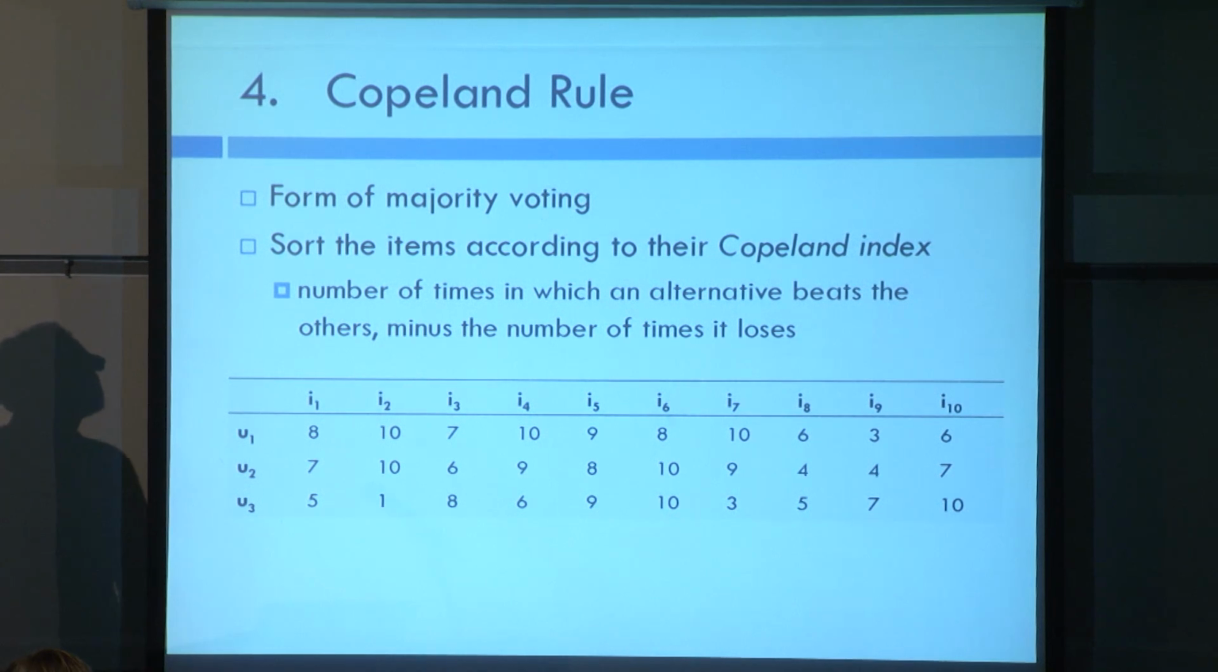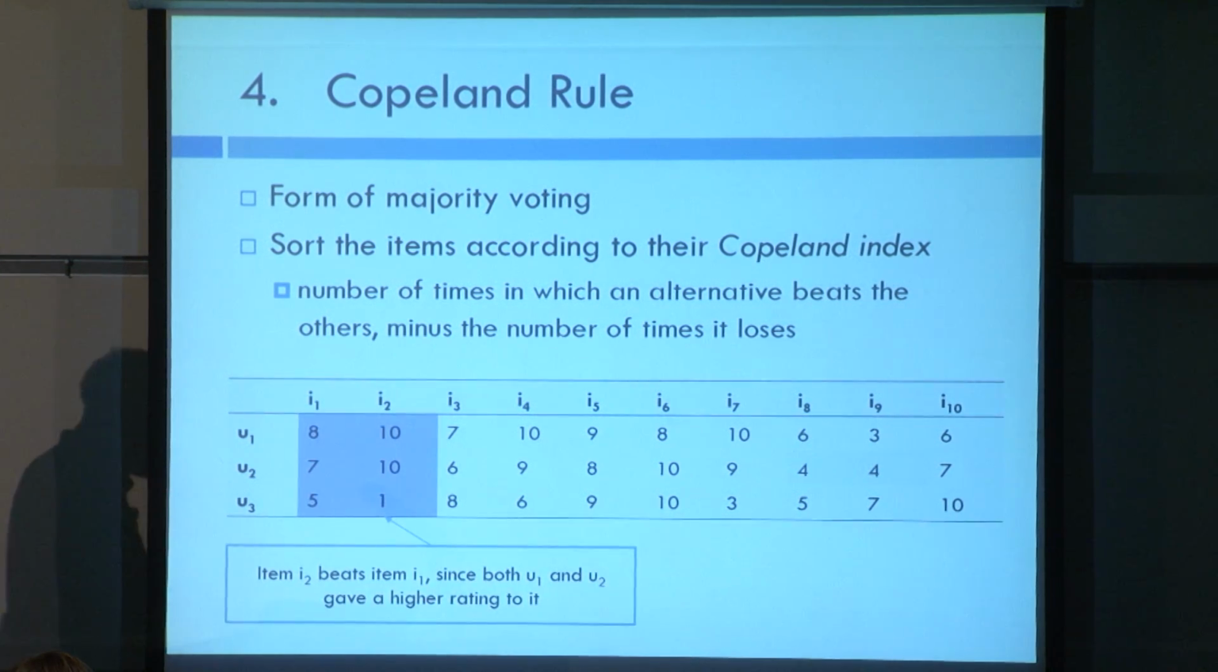The fourth strategy is called Copeland Rule, and it is a form of majority voting. The strategy sorts the items according to a so-called Copeland index, which represents the number of times in which an alternative beats the other minus the number of times it loses. Let's see how it works. It's very easy, but if you don't follow me, feel free to interrupt me.